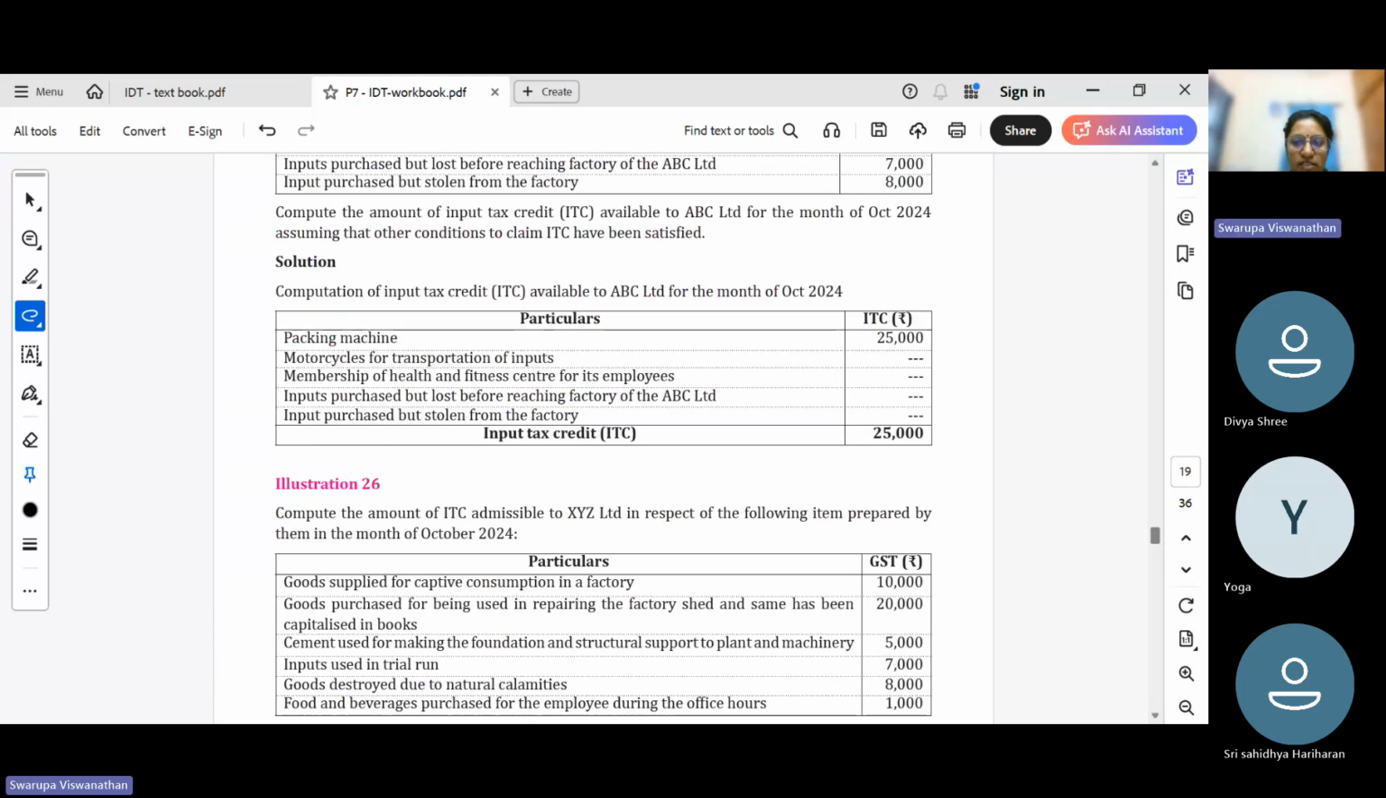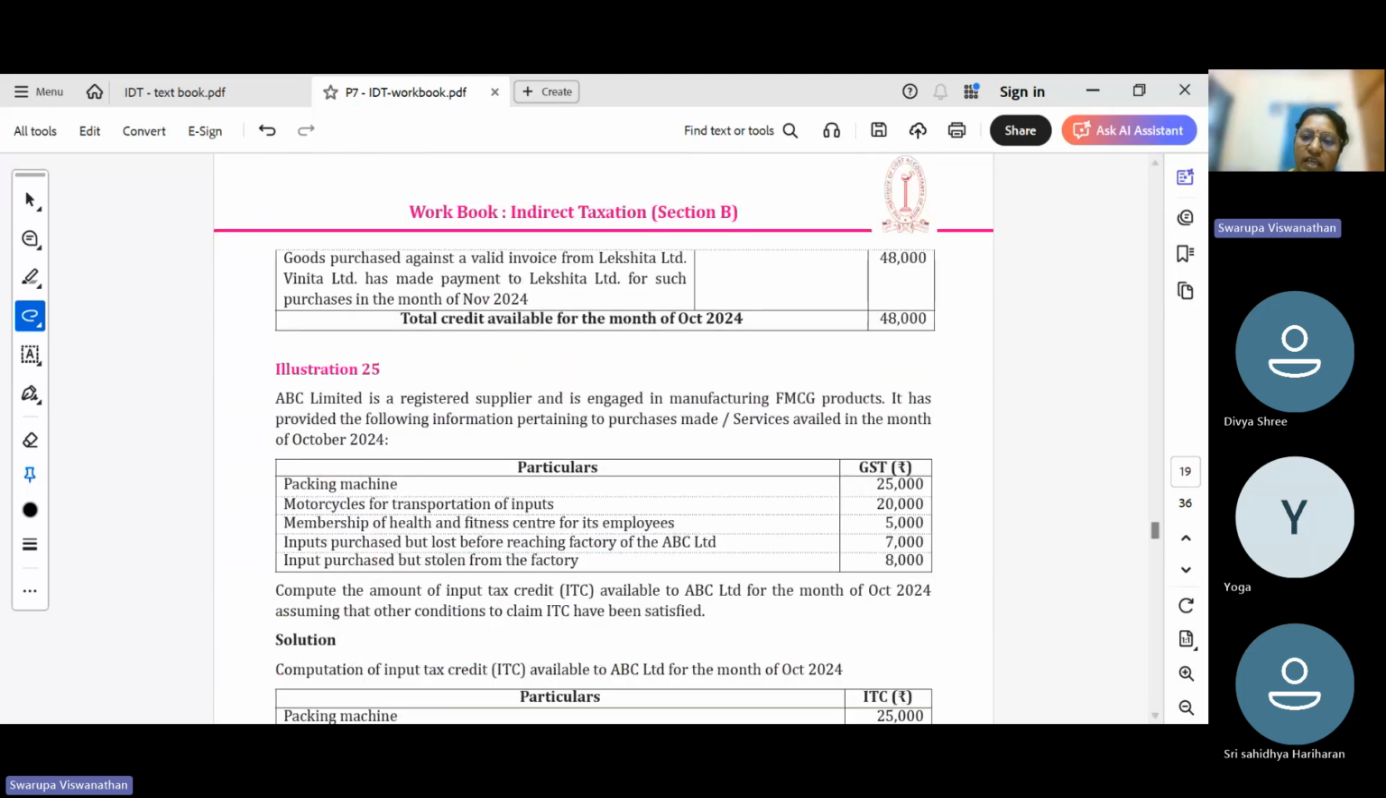We'll see this also. ABC Limited is a registered supplier engaged in manufacture of FMCG products. It has provided the following information pertaining to purchases made and services availed in the month of October 24.